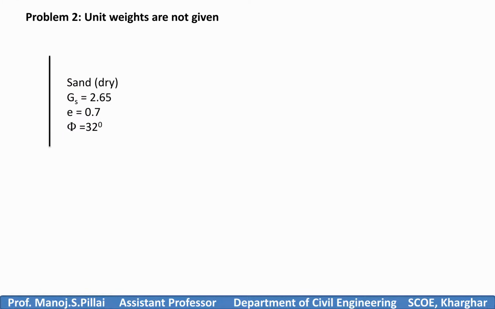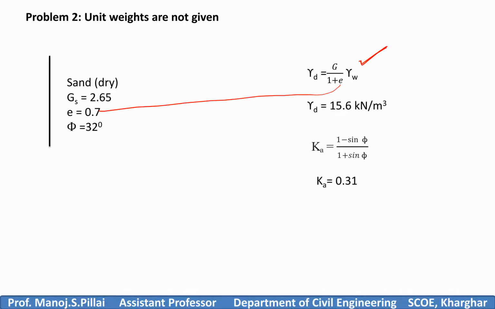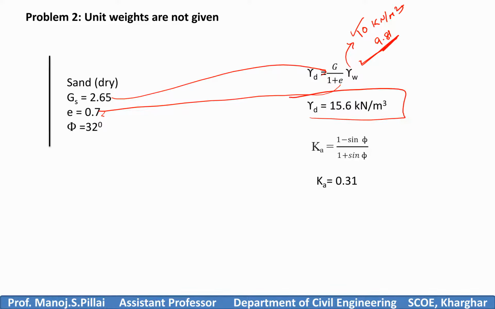Now the next problem is very much important. That is, basically the unit weight is not given. So what to do? Basically it's the same thing. You know this formula, that is gamma d equal to G upon 1 plus e, into gamma w. e is given here, that is 0.7. Just put this value. G is given as this. Just put this value, and gamma w you have to remember is 10 kilonewton per meter cube, or you can take 9.81 also, but you can take 10 also. It's not a big deal. You will get gamma d.